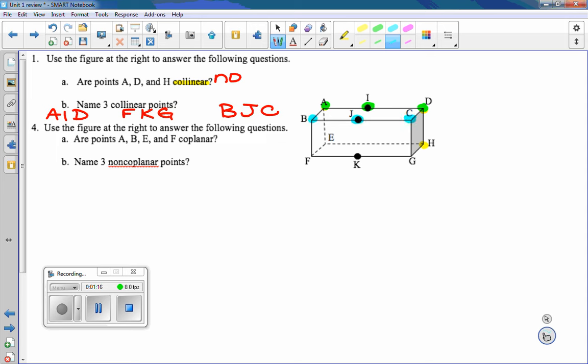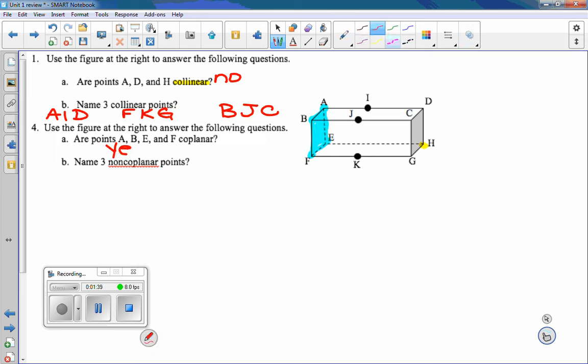Okay. Now, it's asking you, is ABEF coplanar? Yes. If you look at it, ABEF are all on this side plane. Do y'all see that? So, yes.